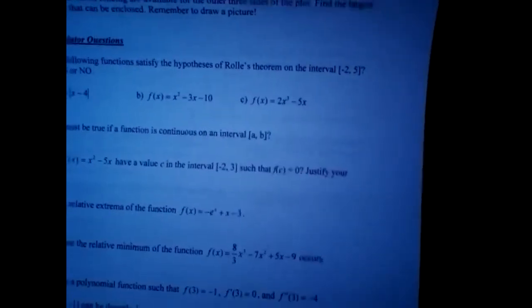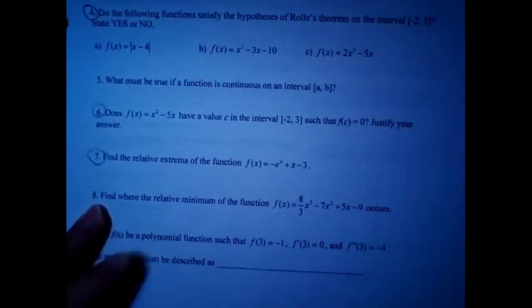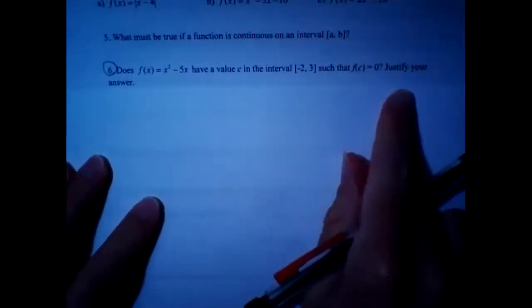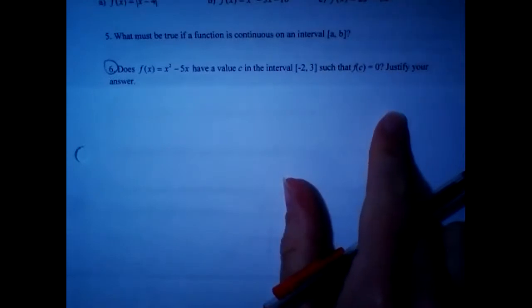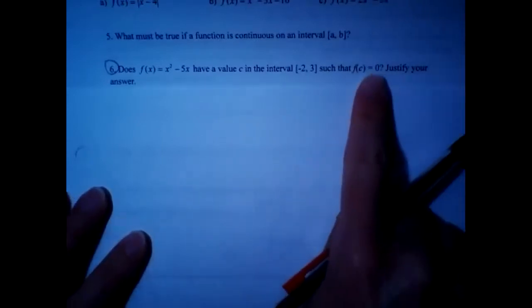So next one I want to look at. Number 6: does this function have a value c in this interval such that f of c equals 0? Justify your answer. So a justification is going to be a sentence that we're going to write. Yana, you're going to have to write a sentence here. And this is going to be the intermediate value theorem. We're going to show that 0 is in between the other two values.